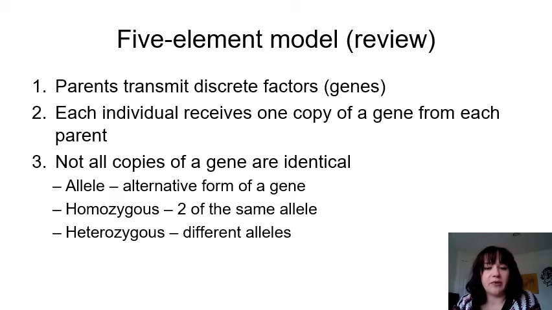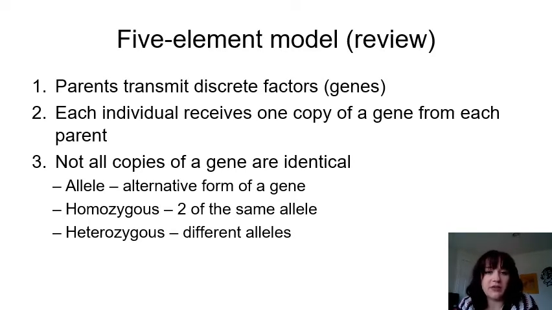So some of this might be a little bit of review, but I just want to make sure we're all on the same page. There's this 5-element model that is used when we're talking about Mendel's work or Mendelian genetics. First, parents transmit discrete factors, these genes. Each individual receives 1 copy of a gene from each parent.